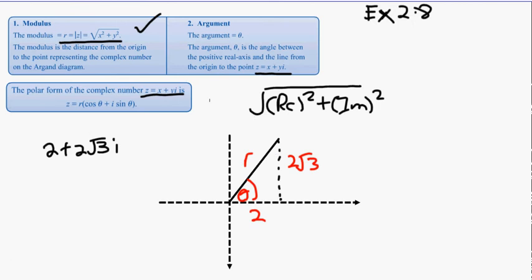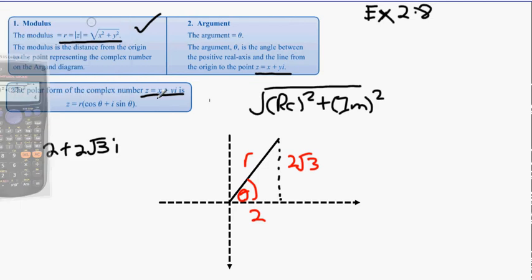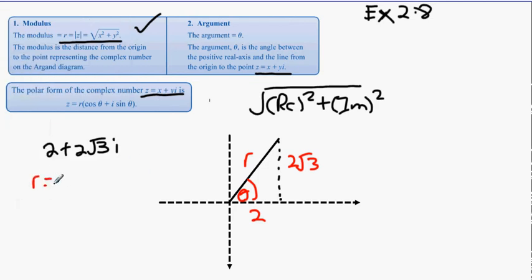Okay, so to find r, I get the real number squared, using this formula here: the square root of the real number squared, so it's going to be 2 squared, plus the imaginary part squared, which is 2 root 3 squared. And on the other side, we find that the r value is going to be 4. Okay, so now we know that r equals 4.